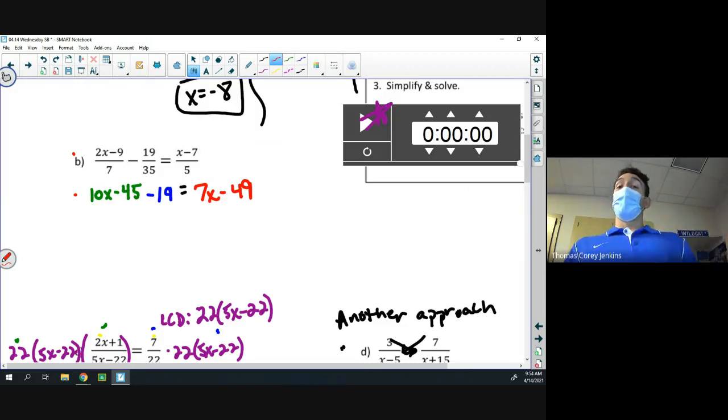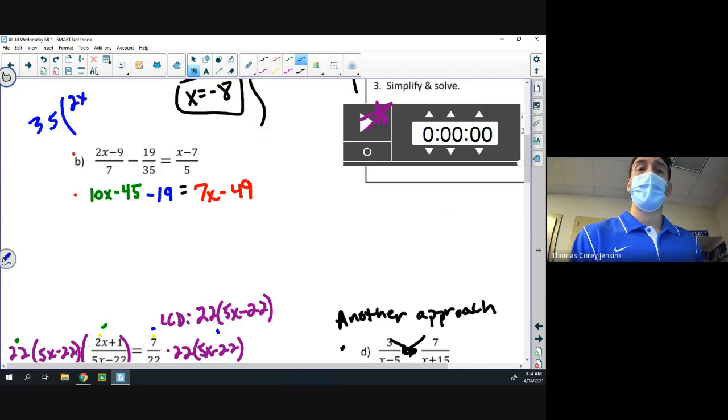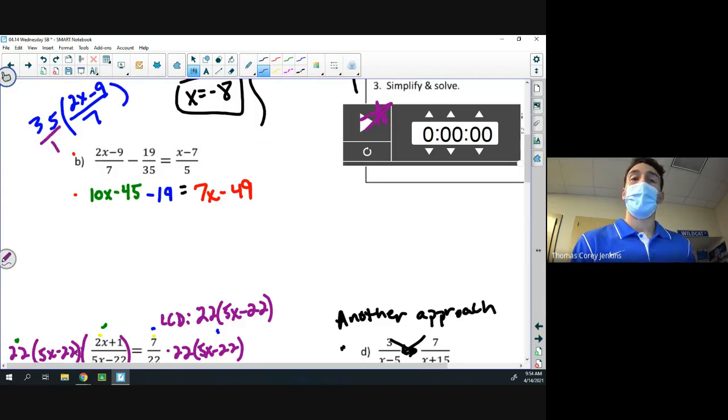Well, we multiplied everything by 35, but just think about this first one, okay? We're taking 35 times everything. So if we take 35 times 2x minus 9 over 7, basically what I'm doing is kind of pre-canceling, right? So 35 is just 35 over 1. Agreed? So then we can cross cancel. If we divide everything by 7, that would be 5, and that would be 1. So that's how we end up with 5 times that. Does that kind of make sense?